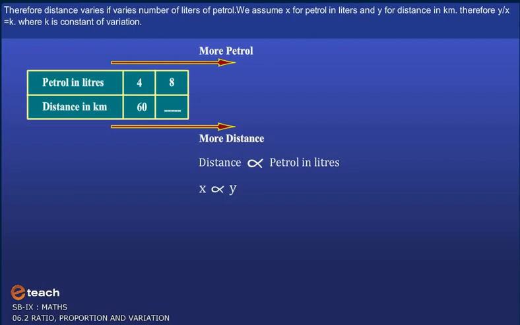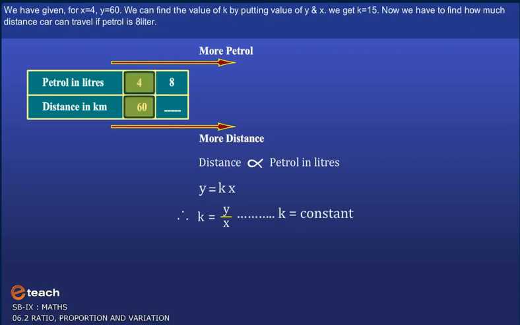We assume x for petrol in liters and y for distance in kilometers. Therefore, y upon x is equal to k, where k is the constant of variation. We are given x is equal to 4, y is equal to 60. We can find the value of k by putting the values of y and x. We get k is equal to 15.